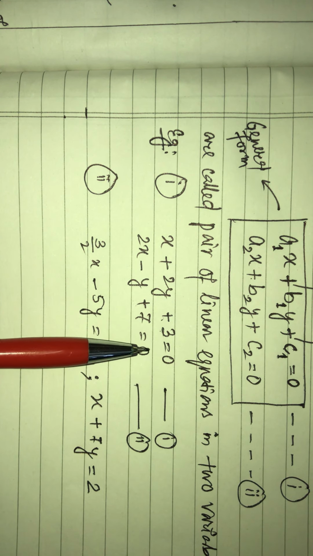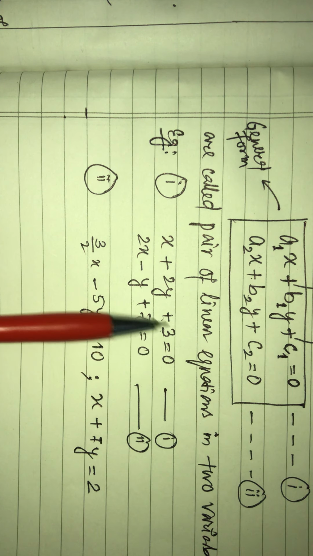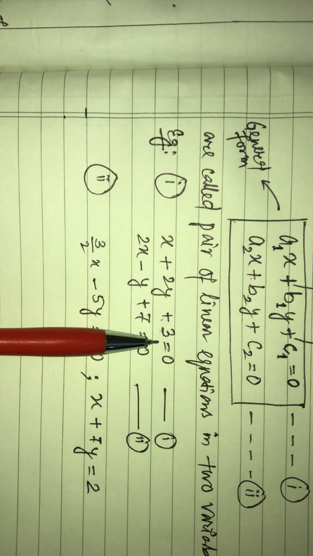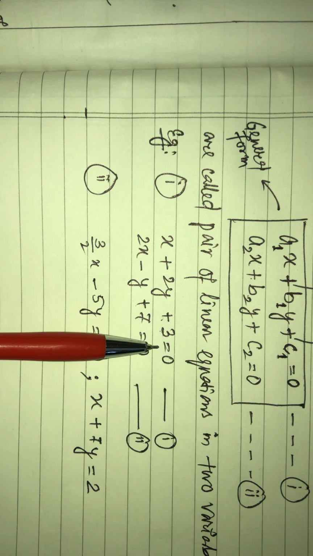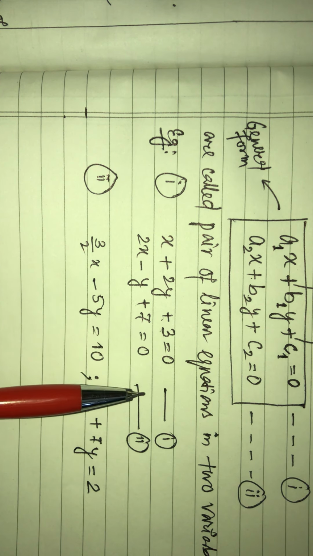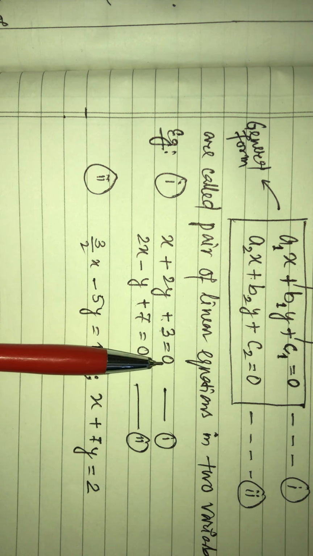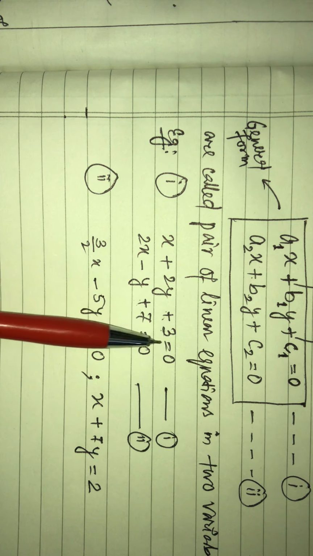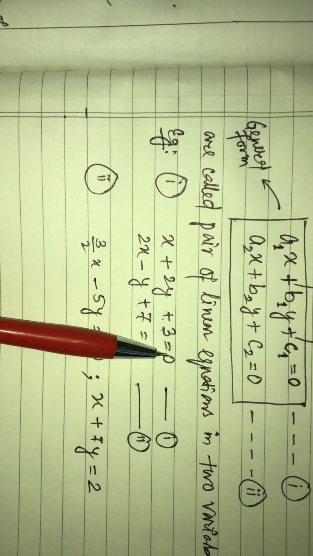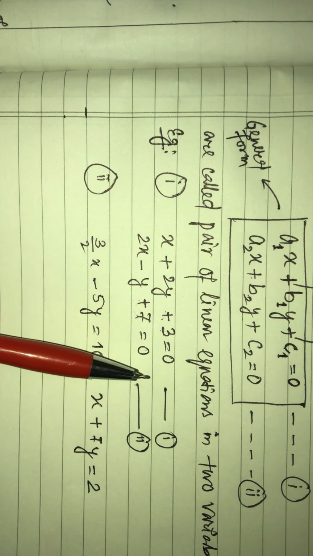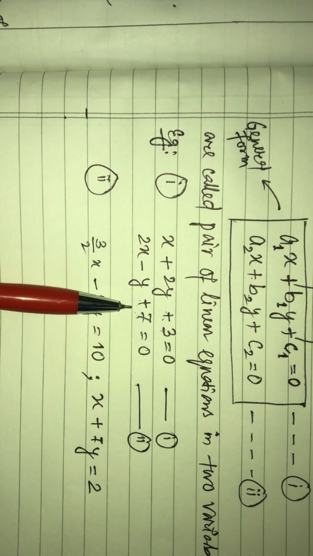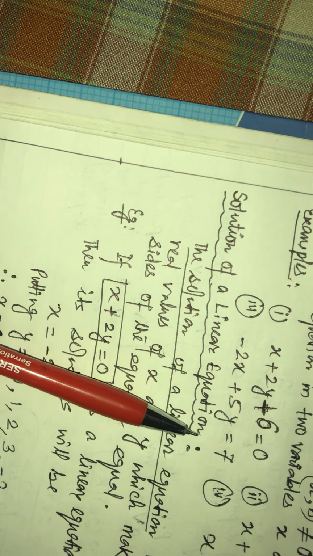So three things I told you. First, to plot the graph, only plotting the graph. Number two, from the graph we will learn how to find the solution. And number three, we will solve such equations algebraically, without using a graph. So basically there are two methods for solving such equations. That's why I told you this part, solution of linear equations, is very important.